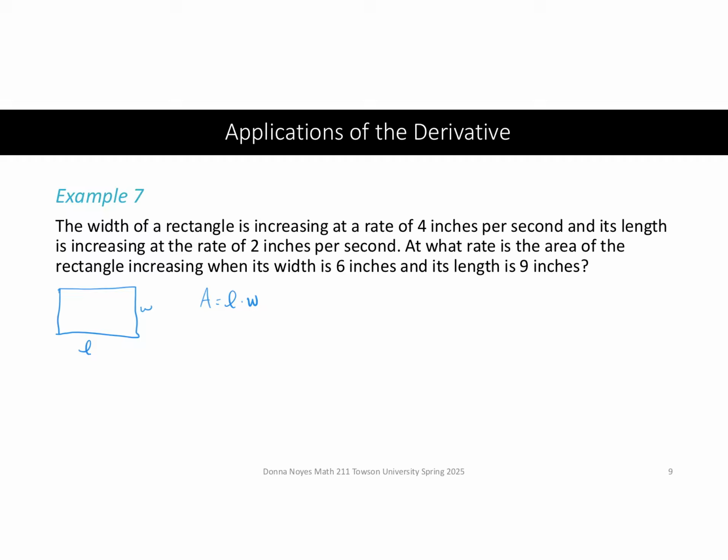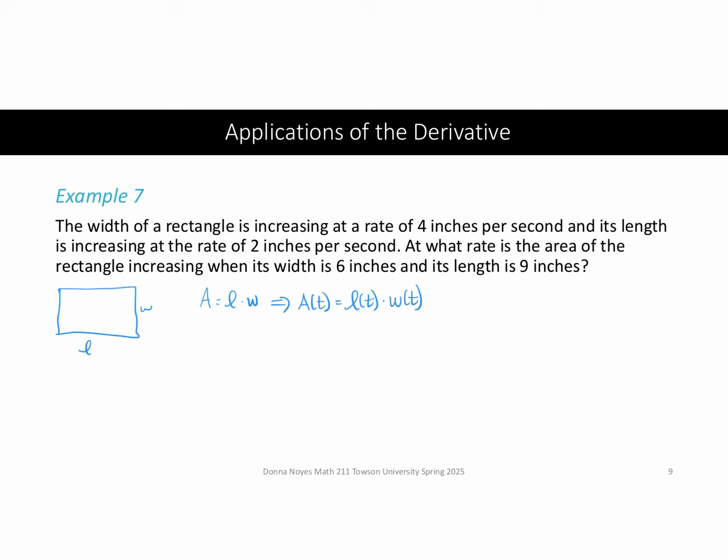But in this case, the length is changing in time and the width is changing in time, and so is the area. So this is actually an area in terms of time, and A of t is now an L of t times a W of t. So area is a function of length times a function of width, which means when we want to know how fast our area is changing, we're going to need to do a derivative and use the product rule.